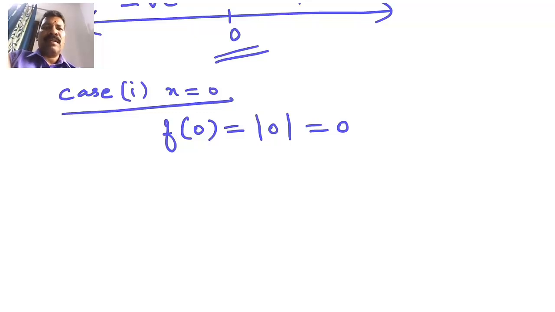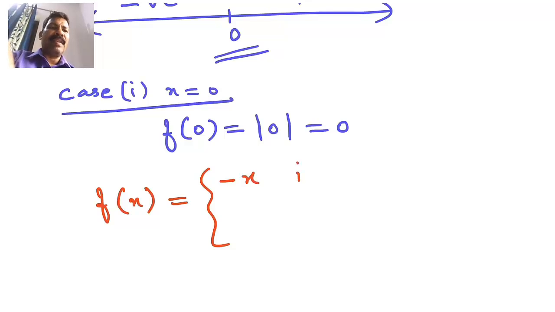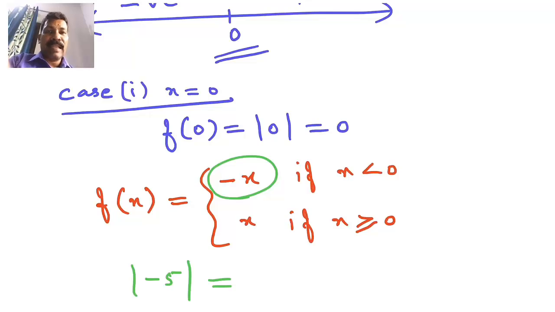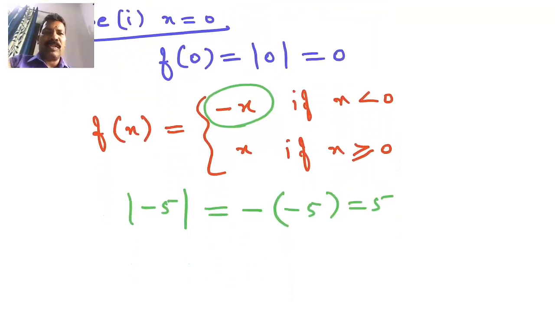And we know that the definition of the modulus function is that f of x is equal to negative x if x is less than 0, and x if x is greater than or equal to 0. That is very simple. If x is negative, for example x is equal to negative 5, then the function says the value is negative x. Here x is negative 5, so negative of negative 5 becomes 5. Similarly, we can find the modulus values of the other numbers like this.